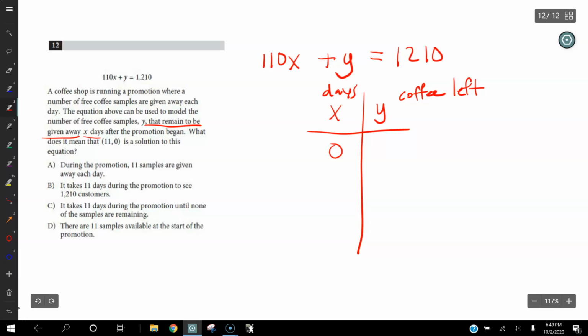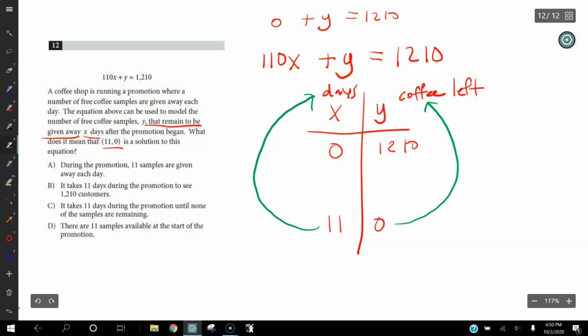So, if you think about if the promotion hasn't run at all, it's just getting started, 0 days. When you plug 0 in for x, and you work that equation out, this is basically going to become 0. 0 plus what equals 1210? Well, y is going to be 1210. So it looks like we're starting with 1210 cups of coffee, or cups of samples. So what does it mean when (11, 0) is a solution? Well, that means 11 goes here and 0 goes there. So what that means is, after 11 days, there are 0 coffee samples left.